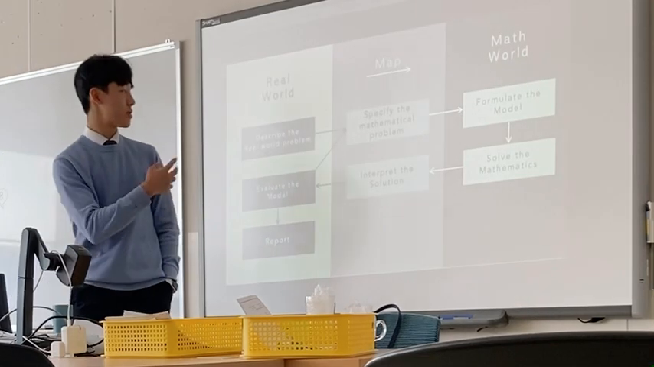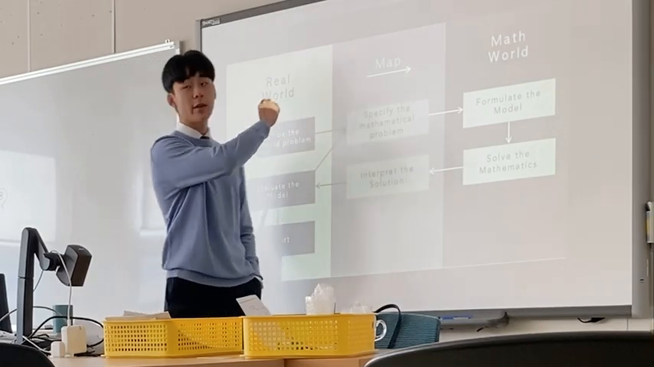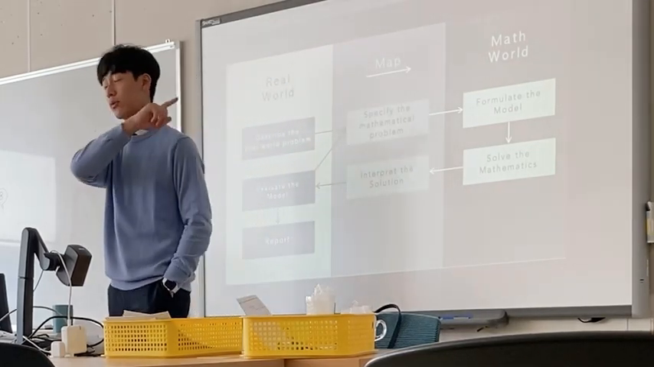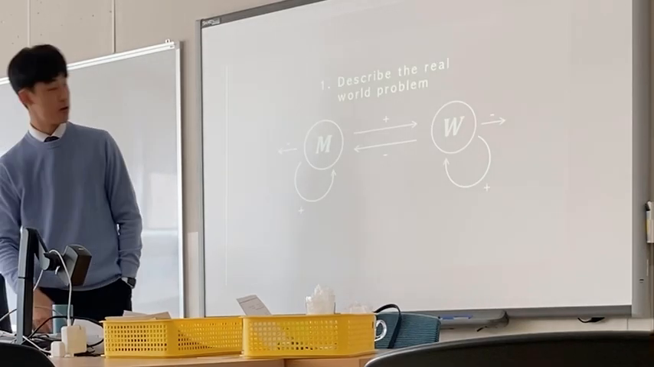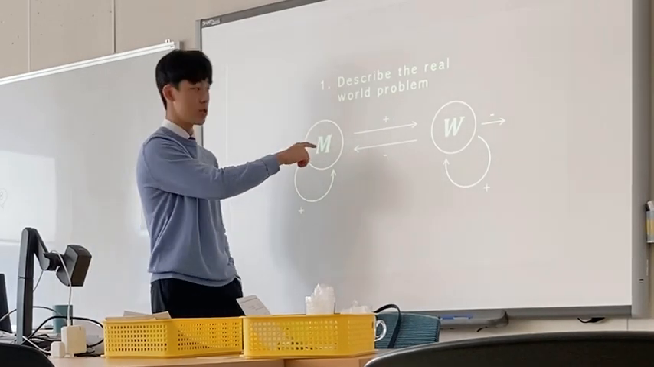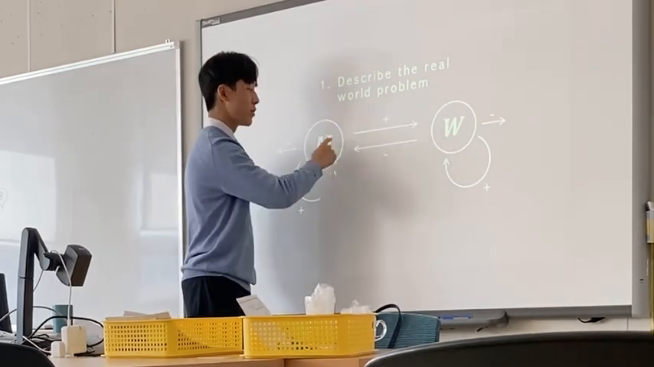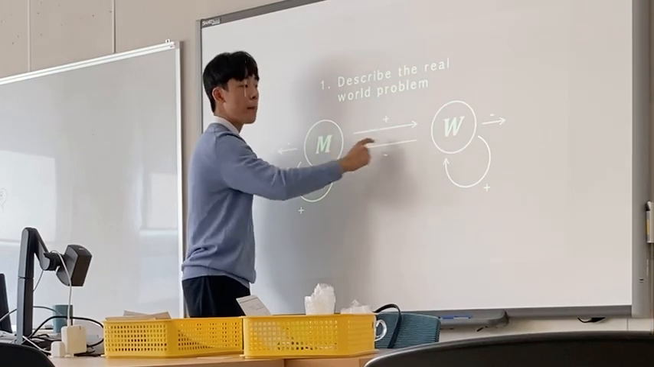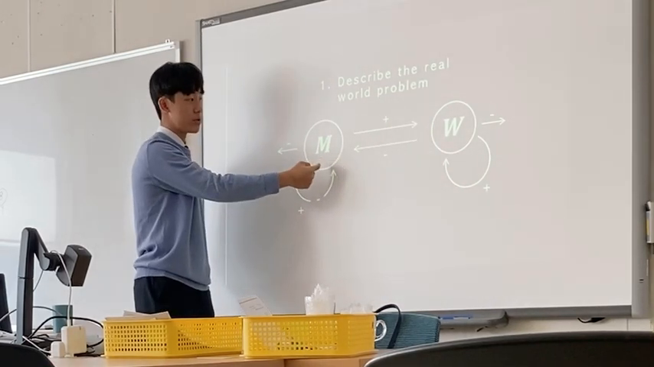So we go back to this stage. First, we describe the real world problem and then map that into the math world. And then we do that by constructing this diagram here. M equals moose population and W equals the wolf population. Plus is when this positively affects this, and minus is when the wolf population negatively impacts the moose population.